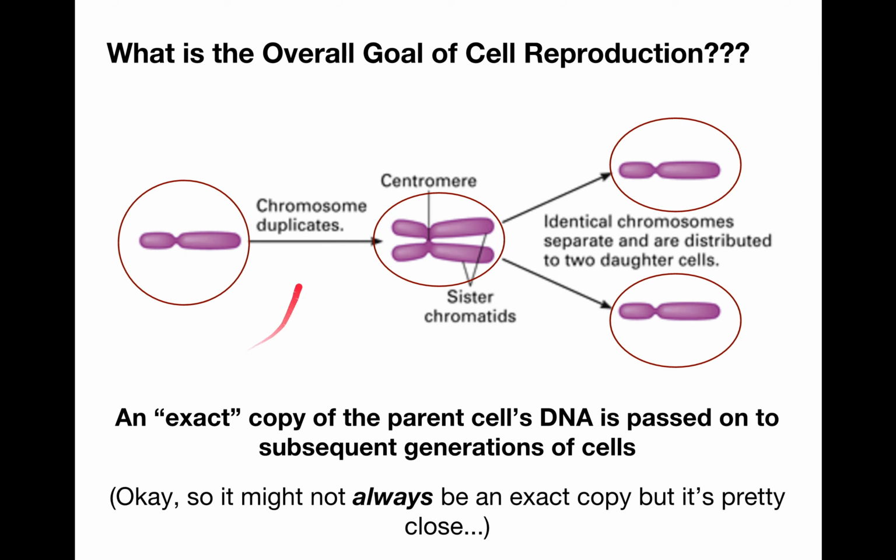So, in summary, if we started with a DNA molecule, and we copied it into the form of a duplicated chromosome, and then separated those sister chromatids so that each new cell received one of those sister chromatids, one of those DNA molecules, we would have successfully passed on the original copy of the DNA molecule to each of two new cells.